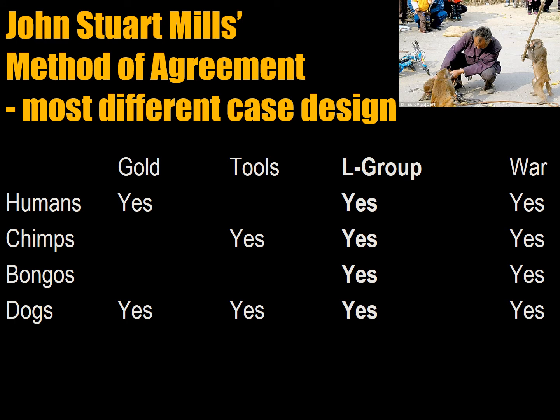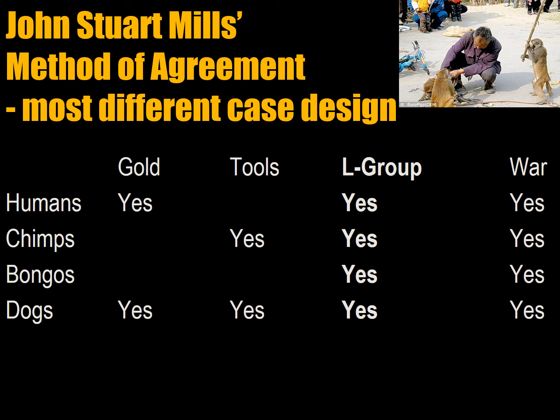John Stuart Mill also has a method of agreement. This is the most different case design. So you've got different cases, but they're all similar in producing the same value on the outcome, which in this case is war rather than peace. You can see in the inset picture a monkey about to hit a man with a stick. So it's not true that only humans use instruments to inflict hurt.